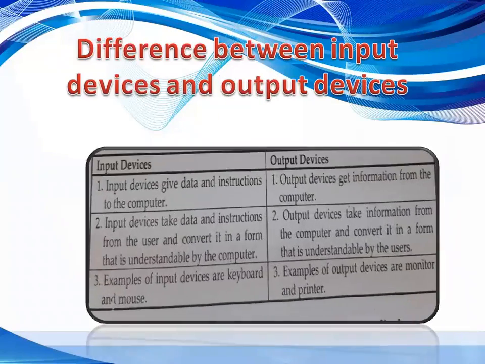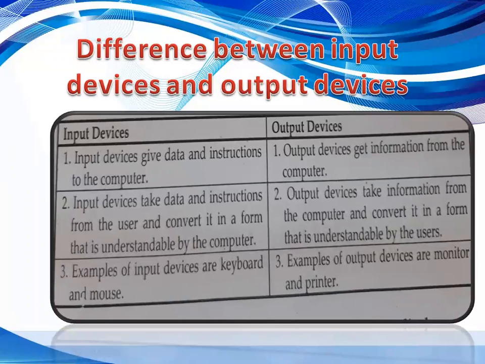Next is the difference between input devices and output devices. Here we have finished all the discussion about the input devices and output devices. So at the end, we can conclude what the input devices are and what the output devices are with the help of this difference. Input devices give data and instruction to the computer. Output devices get information from the computer.